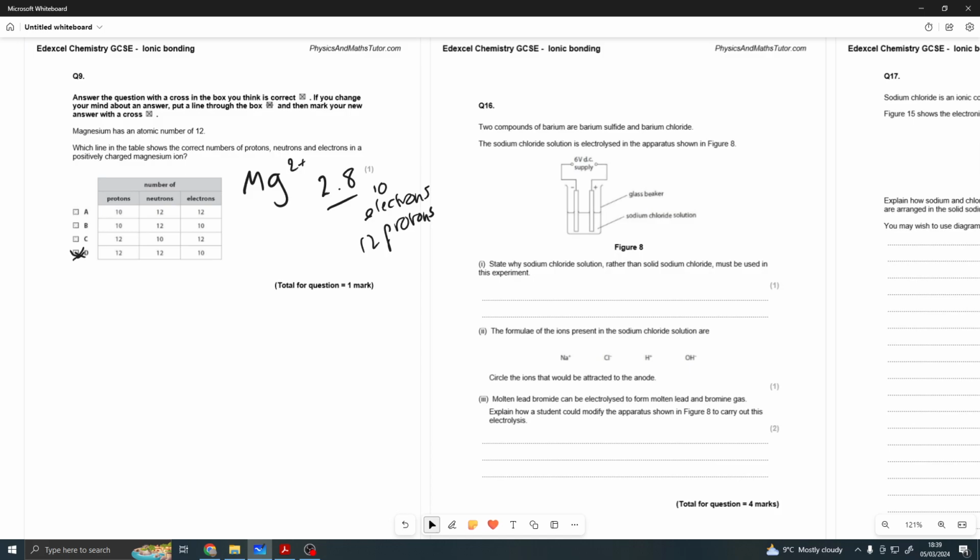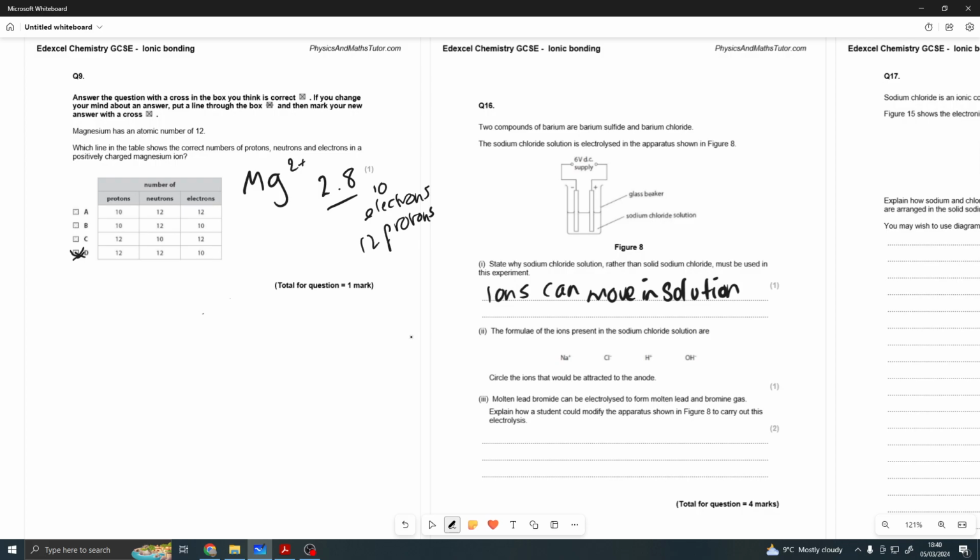Nice. Now, next one. We have a bit of a jump here, all the way up to question 16. It says, explain why sodium chloride solution rather than solid must be used. Well, ions can move in solution. Basically, ions can move in solution. That's why.